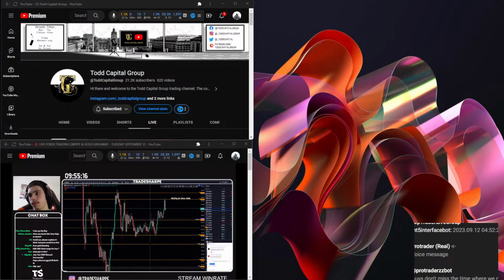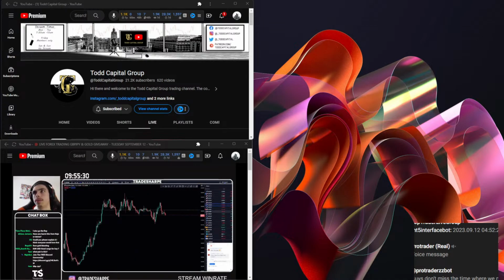AUD USD 0.62200. Will it break it? Let's see. AUD 64,200. Your target would be 64. That would be your target for sales, right?